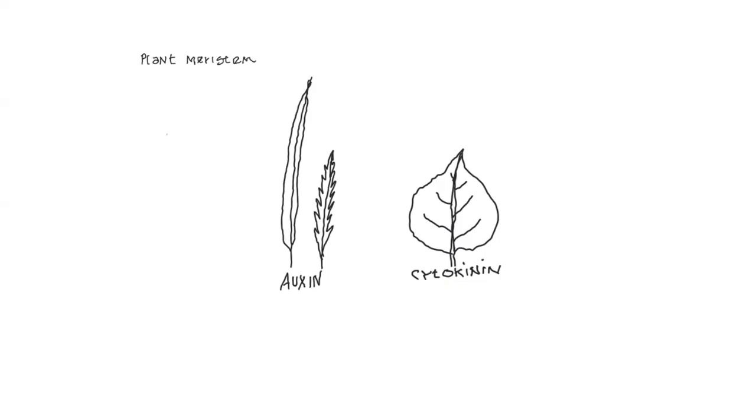In general, auxin-dominated plants have very long midribs, like grasses, or very strong serrations. In general, cytokinin-dominated greenwood has very broad leaves with entire margins and no serrations.